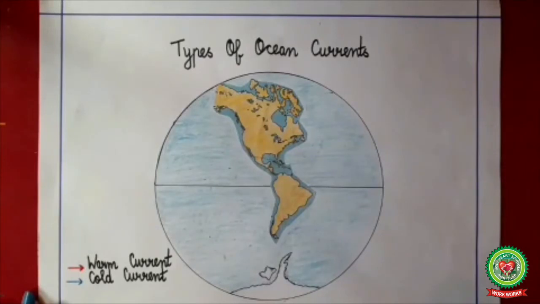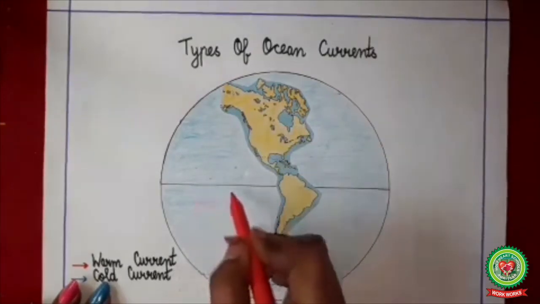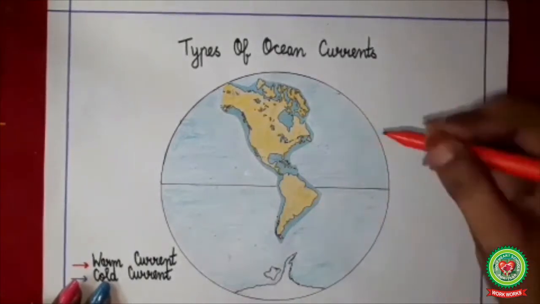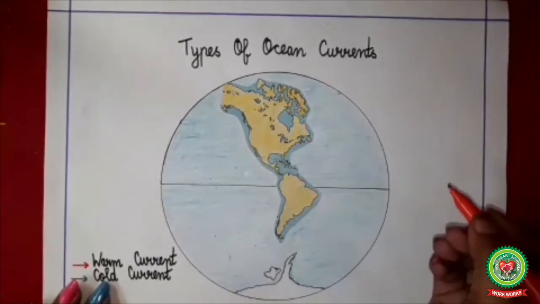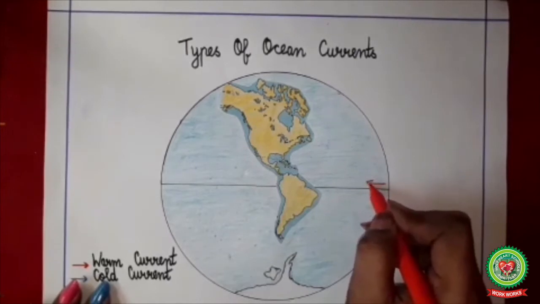There are two types of ocean currents. Here at the bottom in the left corner I have shown them with the two arrows. I have shown warm current with red color and cold current in blue color. Warm current flows from equator, this is the line of equator, to poles. Like this we can take. First, the ocean currents in the world, they move from east to west parallel to equator.